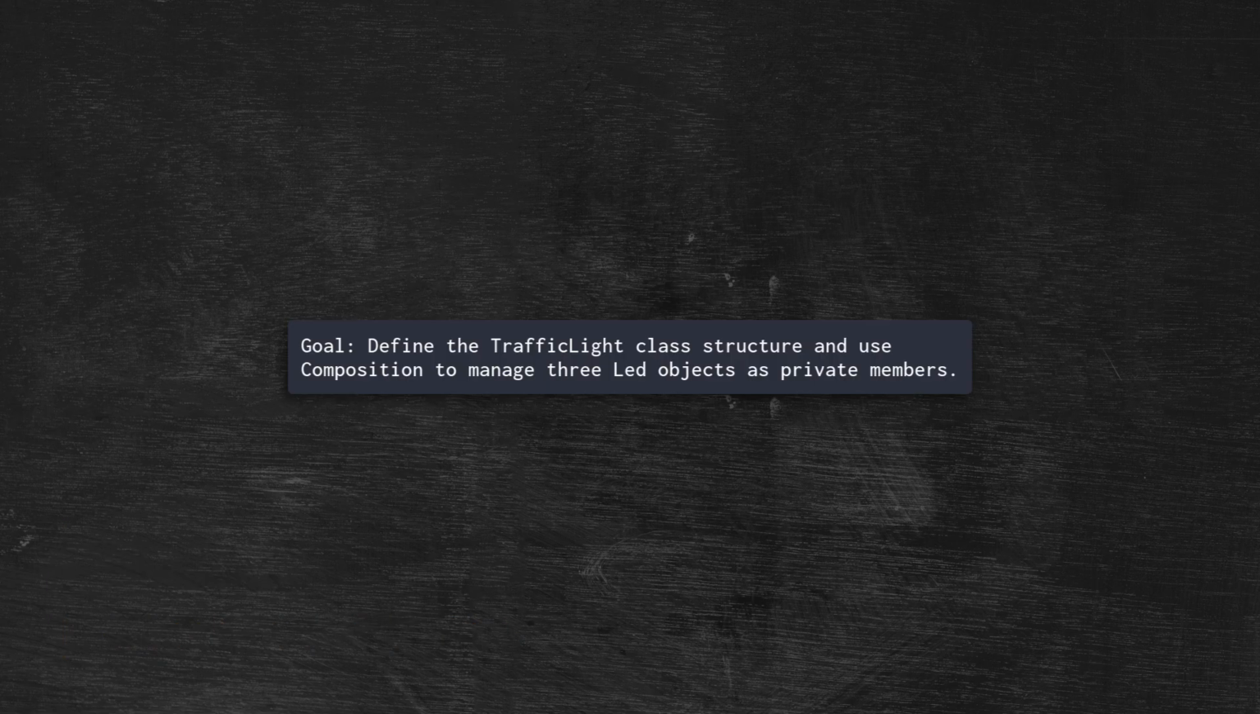Now that we have our main program structure, it's time to build the traffic light class itself. In this lecture, we will set up the class definition and see how to use composition by including 3 LED objects inside our traffic light class. This is where we define the physical components of our system.